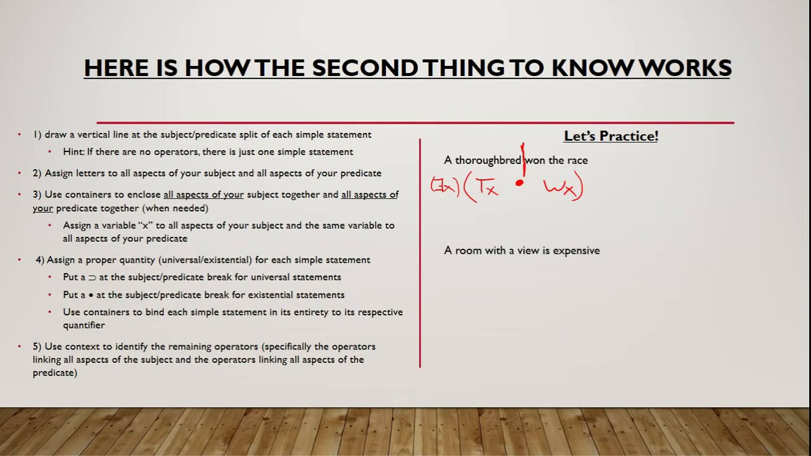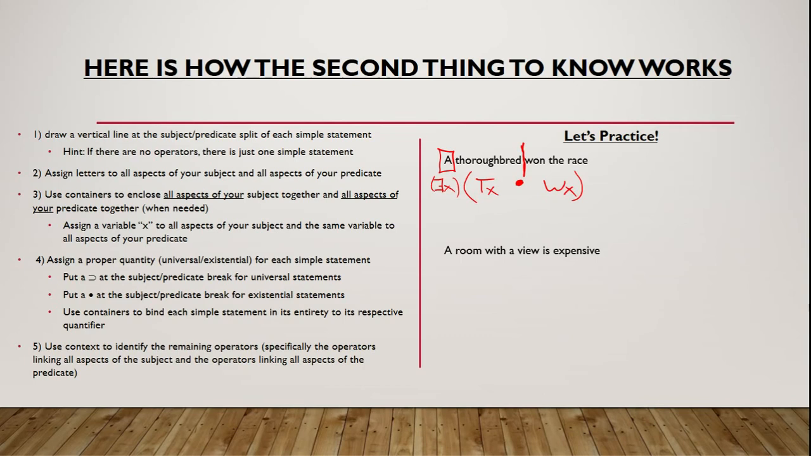A room with a view is expensive. Now take note here, the word "a" is weird sometimes. A thoroughbred won the race. You can imagine that meaning there's a single thoroughbred that won the race. But now go into a hotel and ask for a room with a view. And if the front desk says, oh, a room with a view is expensive, do you take that as a universal or a particular statement? That strikes me as a universal statement.